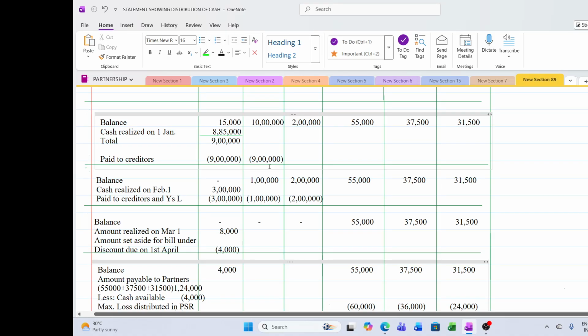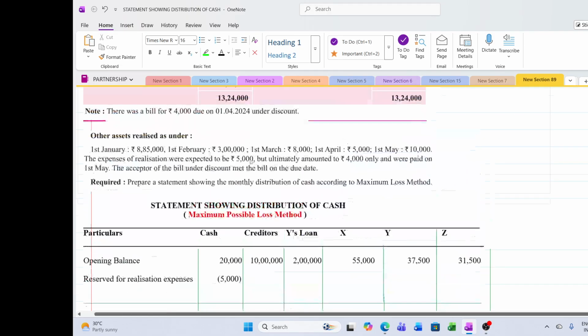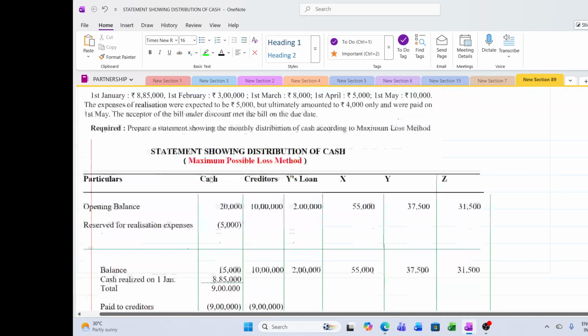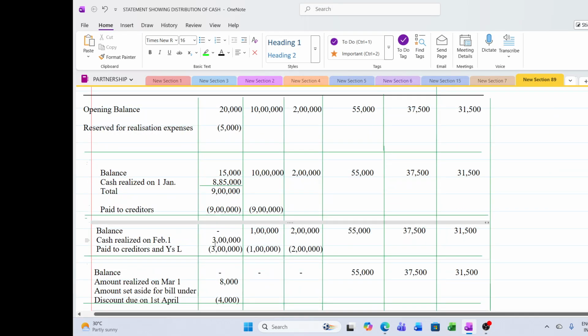First we will make payment to the creditors. 1 lakh is yet to be paid, and Y's loan account is 2 lakh rupees. The next amount realized in February is 3 lakh. Of this 3 lakh, 1 lakh is paid to the creditors and 2 lakh to Y's loan account. So everything is settled now.